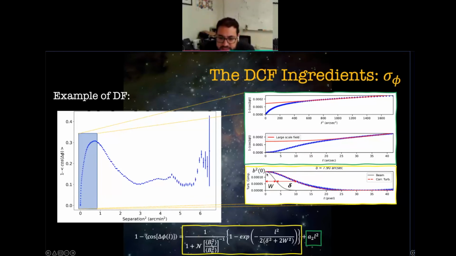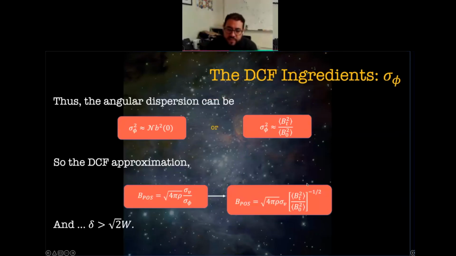On the other hand, this will be that turbulent component that I've been talking about, and this function here in gray will be just the beam size. What you want to see is your turbulent component to be wider than the beam size, because that means that your turbulence has a scale that is bigger than the beam of the observation. Therefore, you can resolve the turbulence with your instrument, all right? So you always want to have delta values that are greater than the square root of 2 of the beam size.